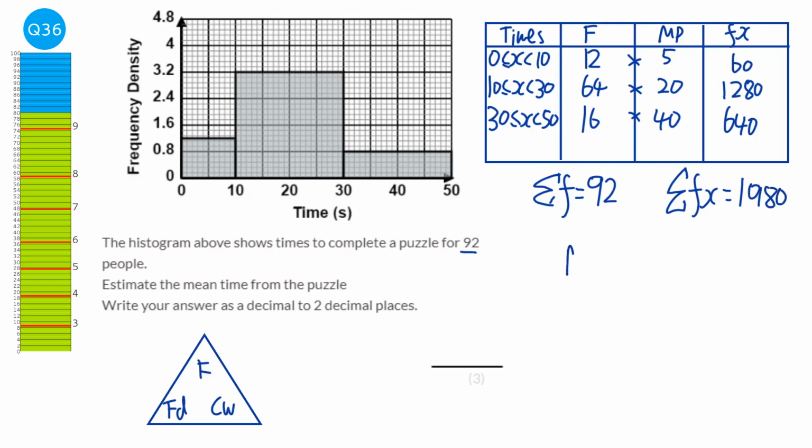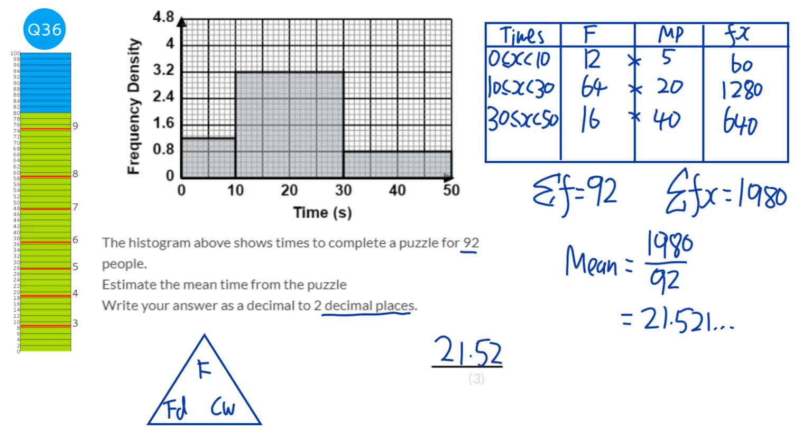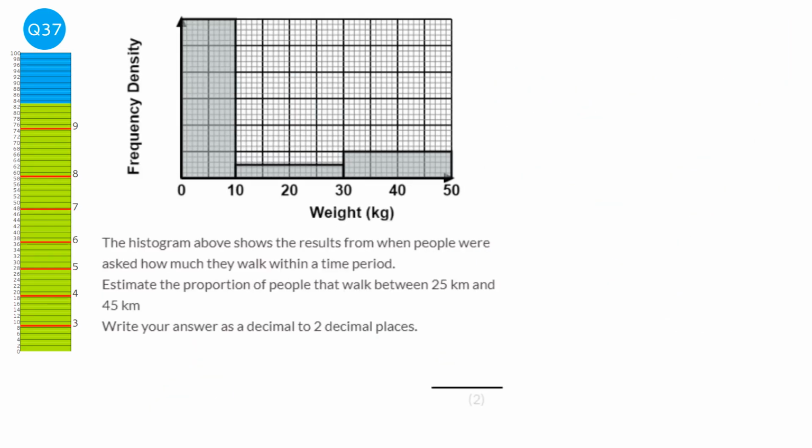So to find the mean, we do the sum of fx over the sum of the frequencies, and that will give us 21.521..., and to 2 decimal places, which is what the question asks for, it's 21.52.